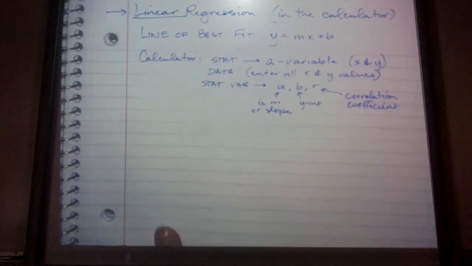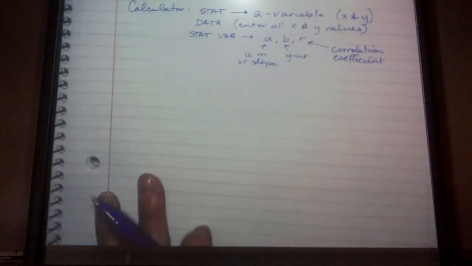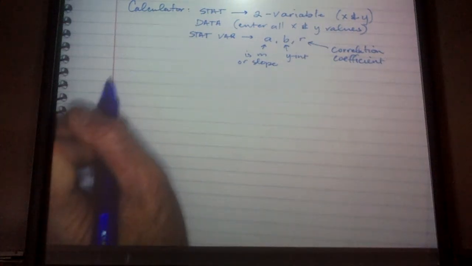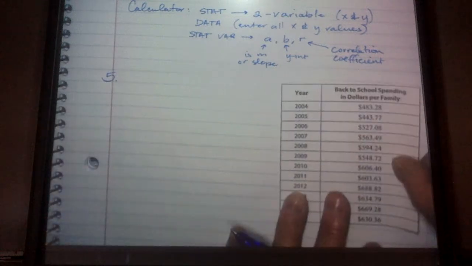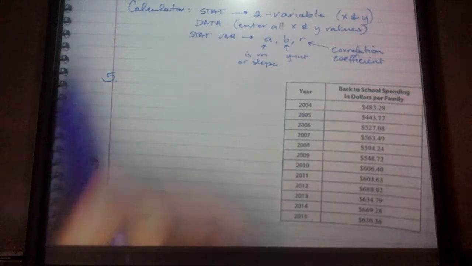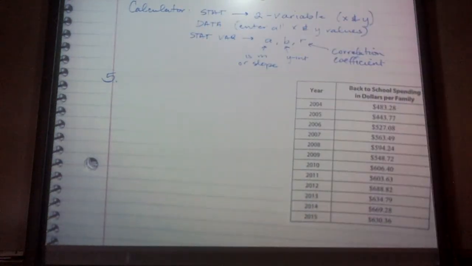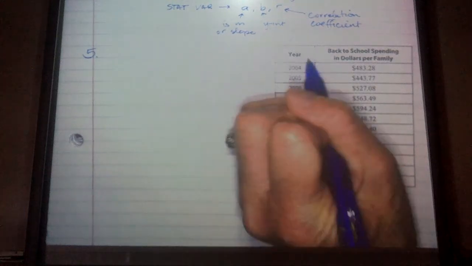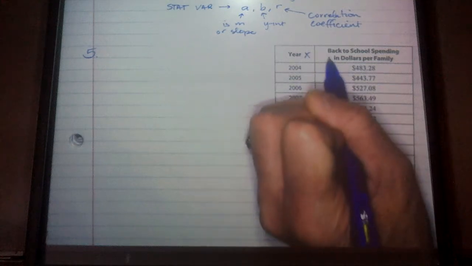So we are going to practice that using a problem that I got. So I believe we're number 5, and I'm going to give you a table of data, and we're going to do this in the calculator. I'm actually going to move this over. All right, so when I look at this, I have the years and the amount of money spent for back to school. Now I know this is going to be X, and this table here is going to be Y.